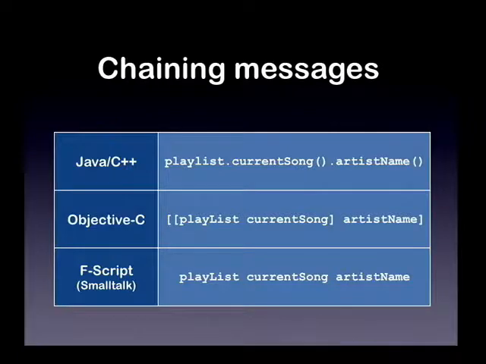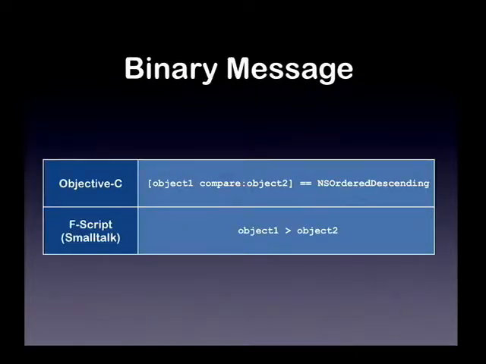In this example, we see that, as in Objective-C, messages can be strung together. Expressions are evaluated from left to right, giving us the same semantics. Okay, so it's the same as in Objective-C without the brackets. Unlike Objective-C, FScript supports binary messages. That is, messages whose selectors are composed of non-alphanumeric symbols. In this example, we invoke the greater than method on object 1, passing object 2 as argument.